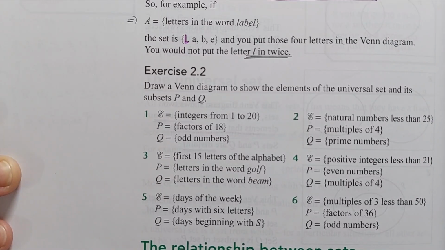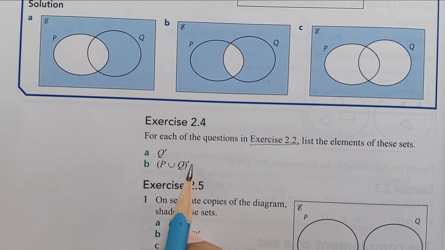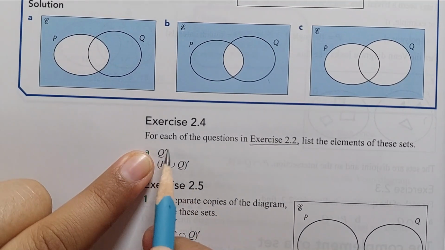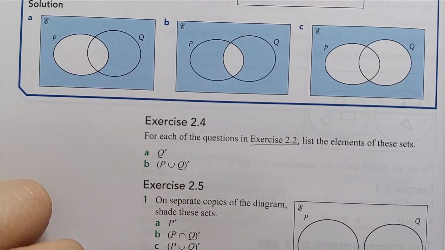I hope you have done the printout. Sorry, I said screenshot, my bad. You took the screenshot, and now what you have to do in this exercise is list the elements of Q complement and of P union Q whole complement.